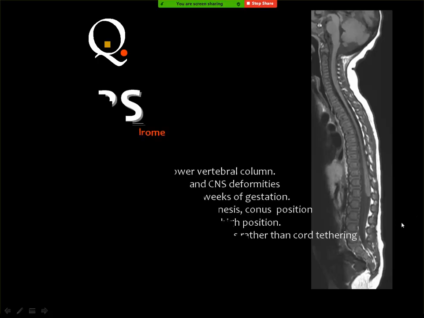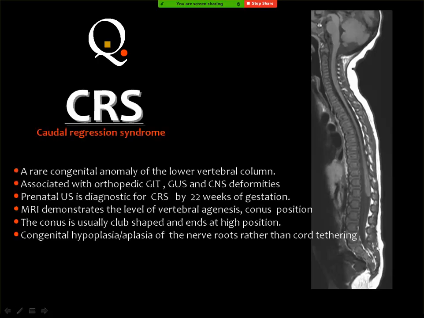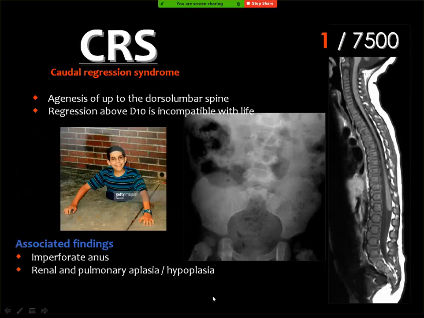This is the caudal regression syndrome with the characteristic appearance of the terminal part of the cord, and it may be associated with anomalous vertebra, including agenesis of the sacrum either totally or partly. And this agenesis of the sacrum may also be associated with some agenesis of the lumbar vertebrae as well.